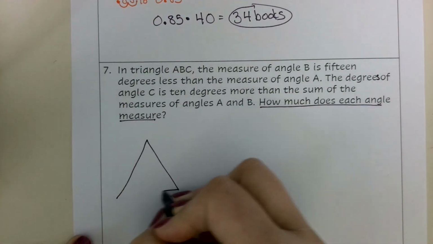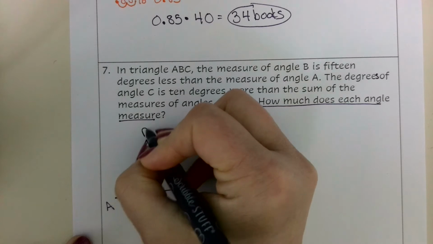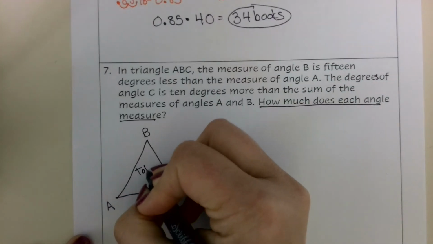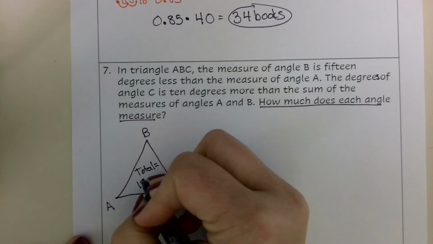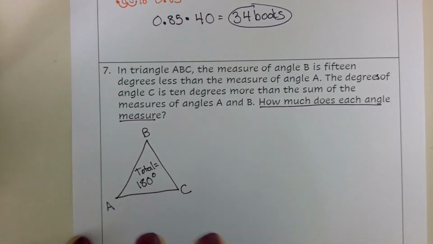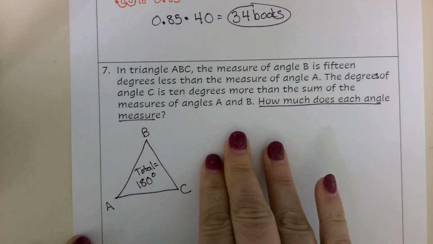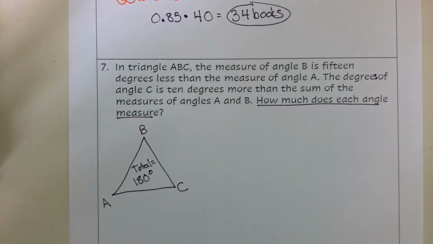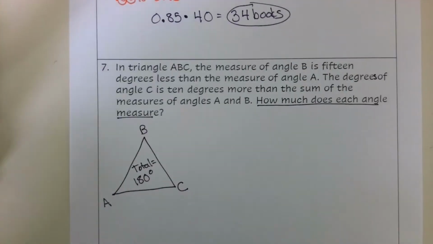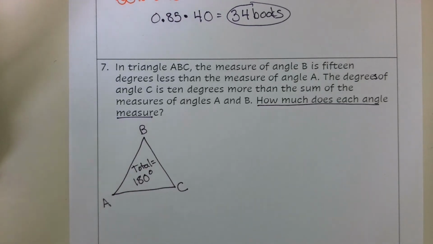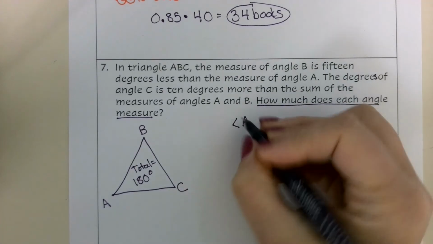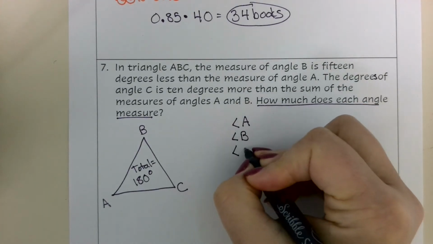So let's just think about a triangle. I've got angles A, B, and C. And I know in a triangle, my total will always be 180 degrees. So that I know. It's not in the problem, but it's a given. You've got a triangle, 180 degrees total. So I've got to think about how I can get all my angles in terms of one. So I have angle A, right? And I have angle B, and I have angle C.